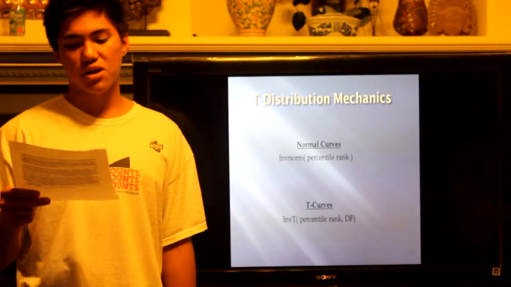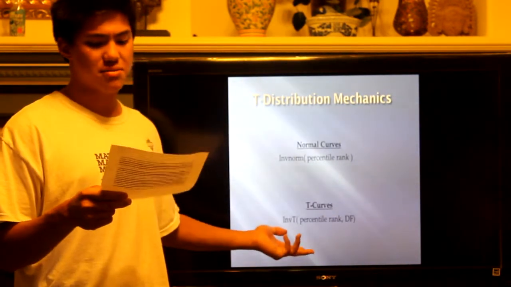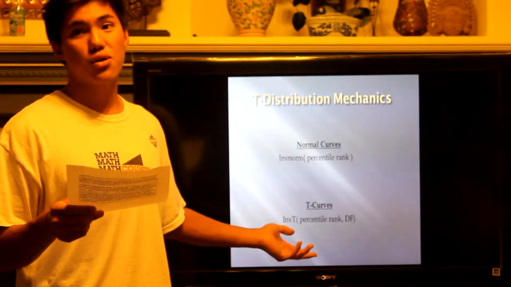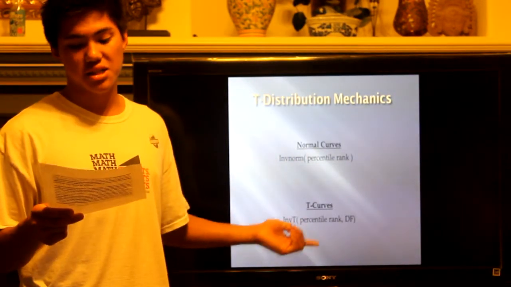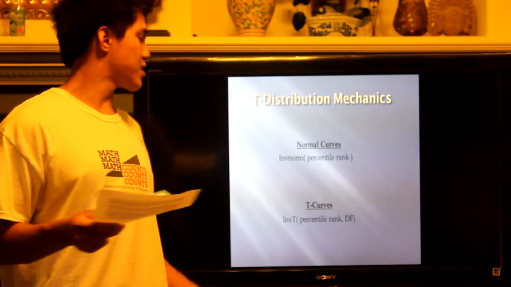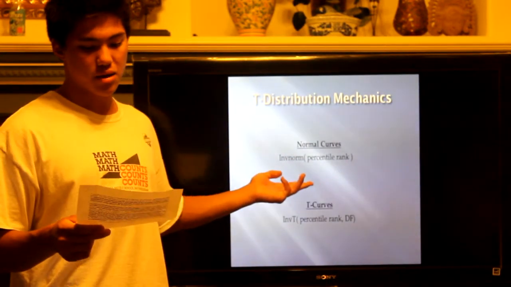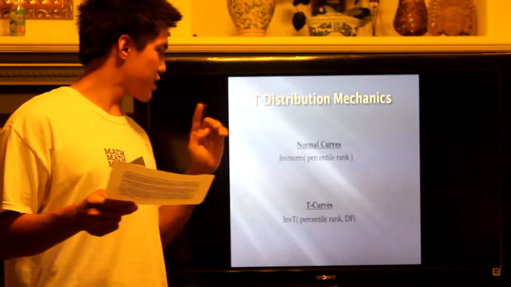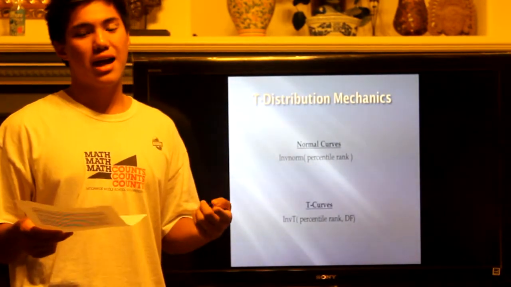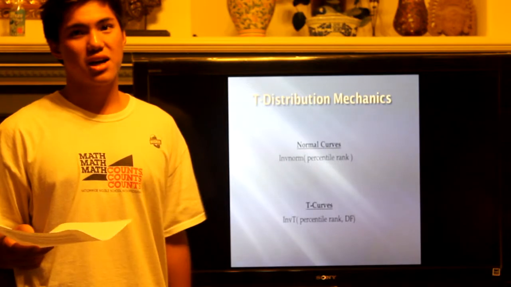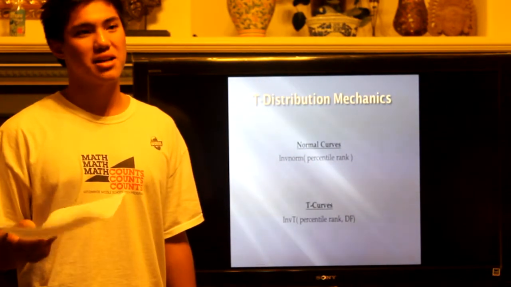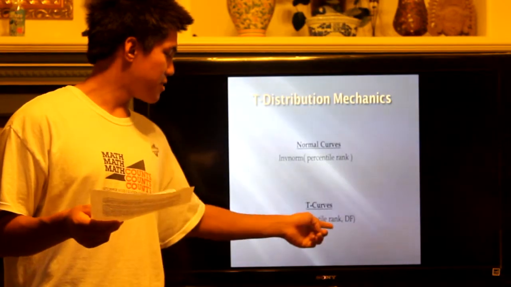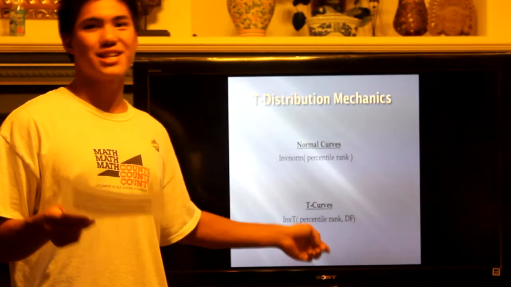Obtaining the critical points from a t-curve is very similar. We select inverse t instead of inverse norm and enter one of the percentile ranks, the same ones that we would have entered for inverse norm. The main difference, however, is the fact that we enter the degrees of freedom, which, as stated before, comes from n-1, where n equals the sample size, with the degree of freedom after the comma before pressing enter.